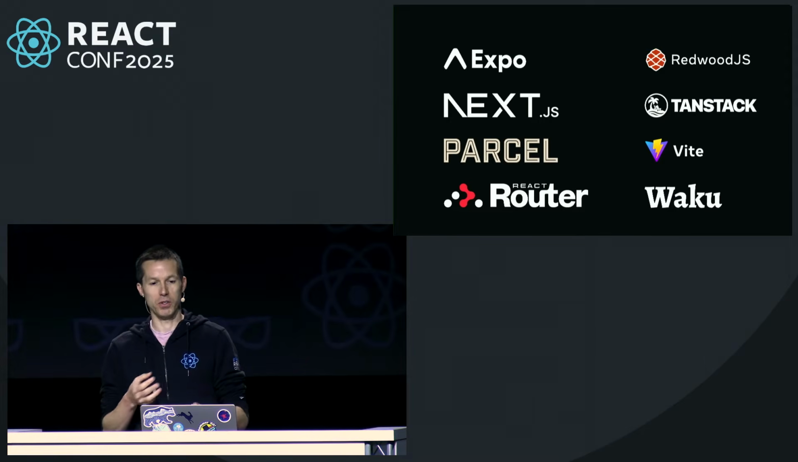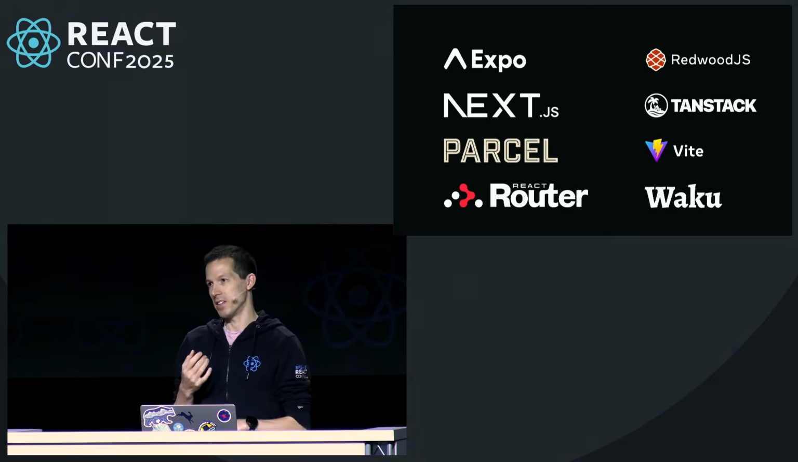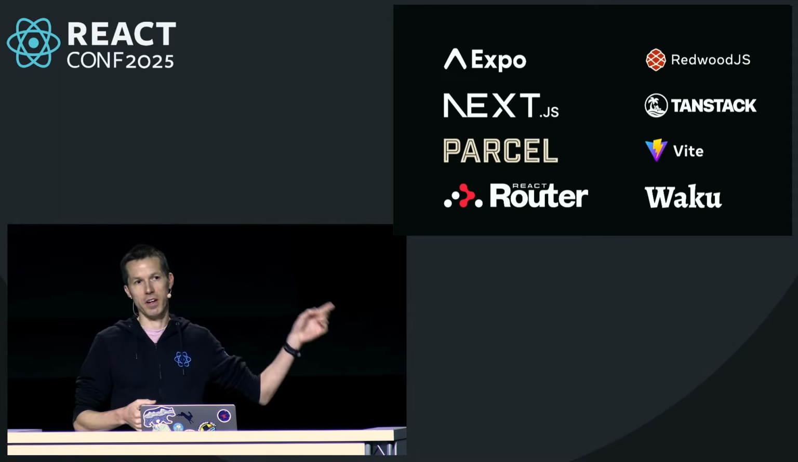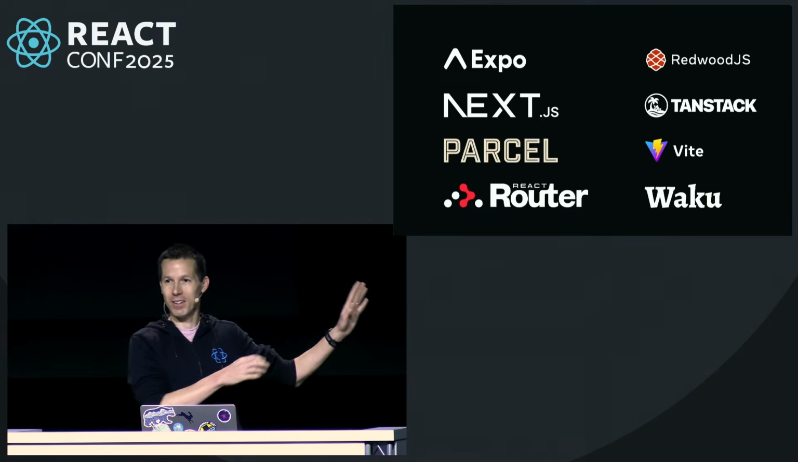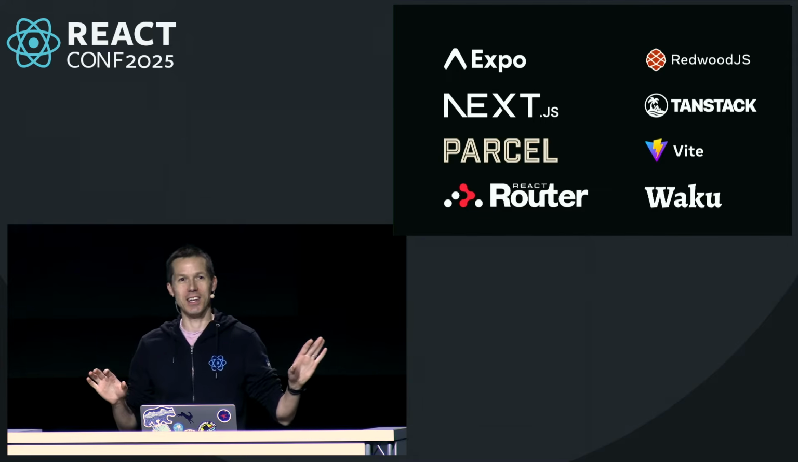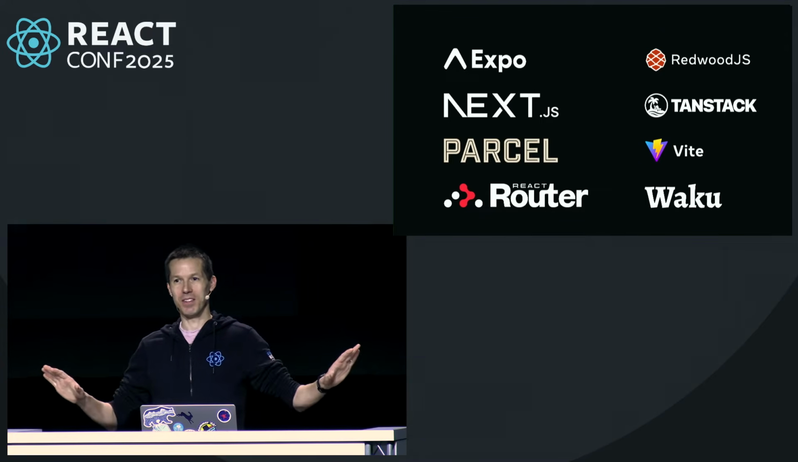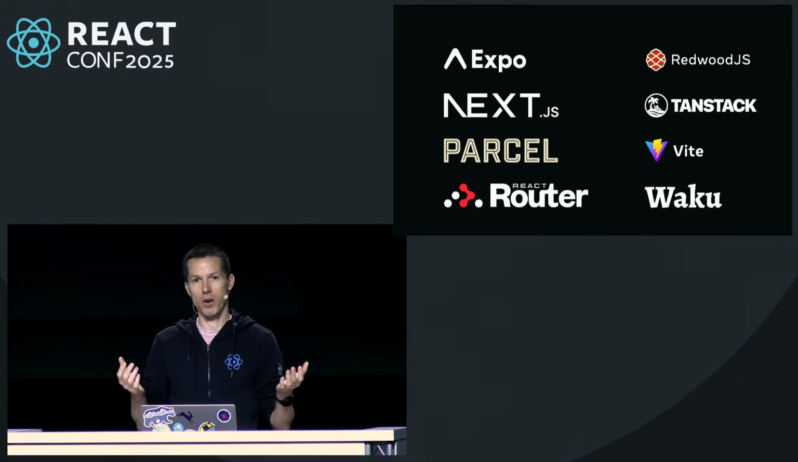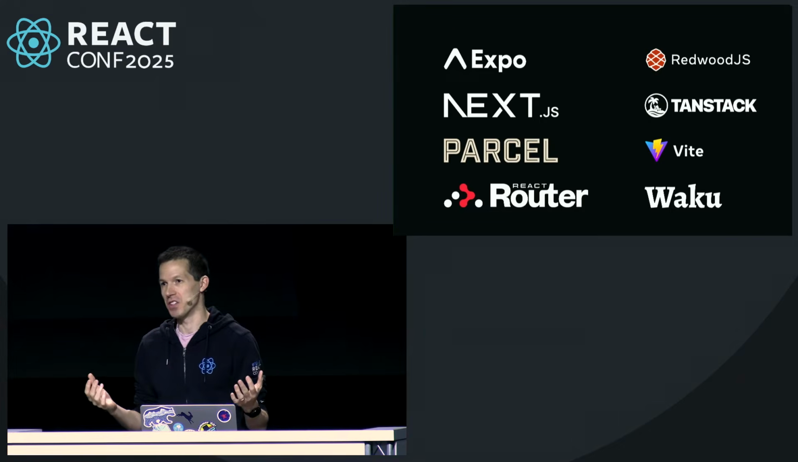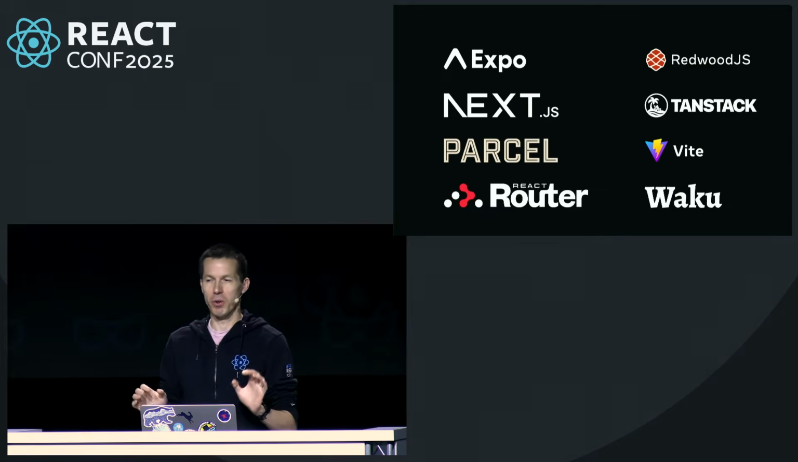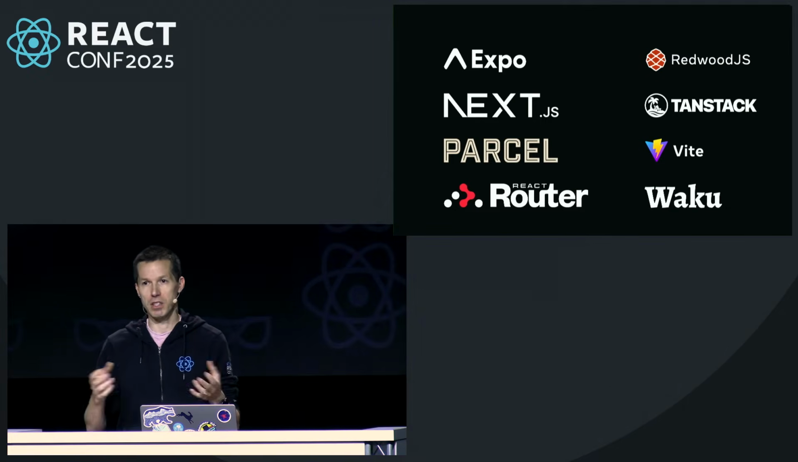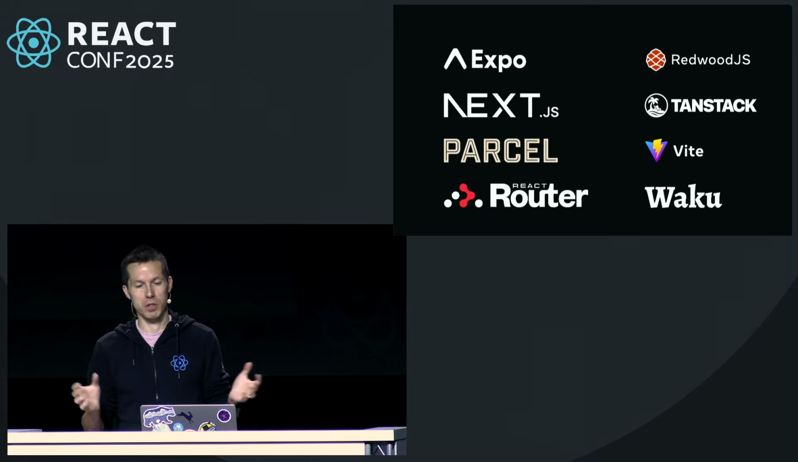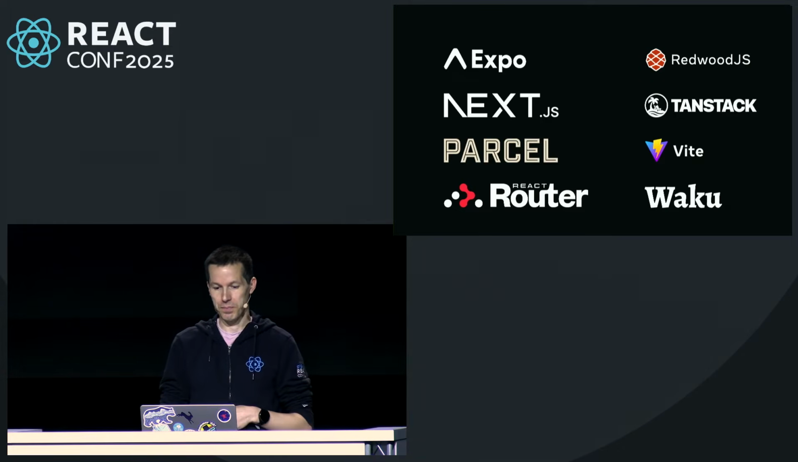Expo, Next, Parcel, React Router, Redwood, Tanstack, Vite, Waku. These are in alphabetical order in case you have any questions around the prioritization. Just keep it simple. They all support server components. So just really, really incredible to see this coming along. Now, obviously, server components are not the right fit for every application, but it's incredible to see the level of support this has throughout the ecosystem.